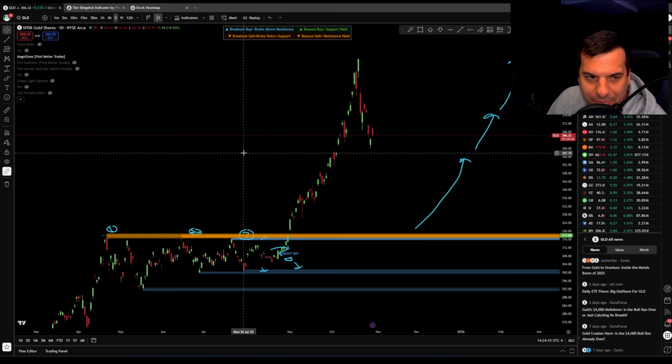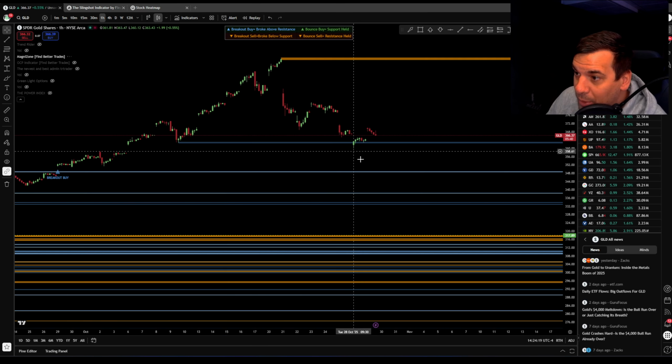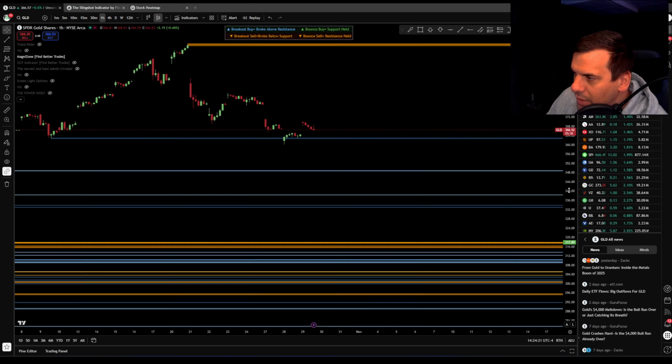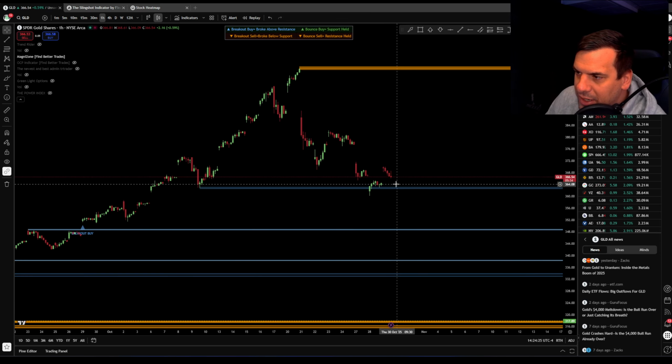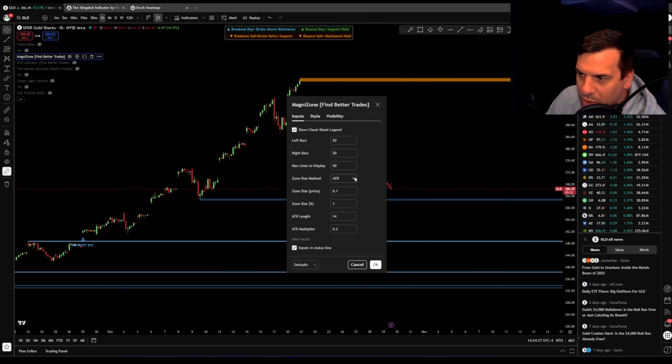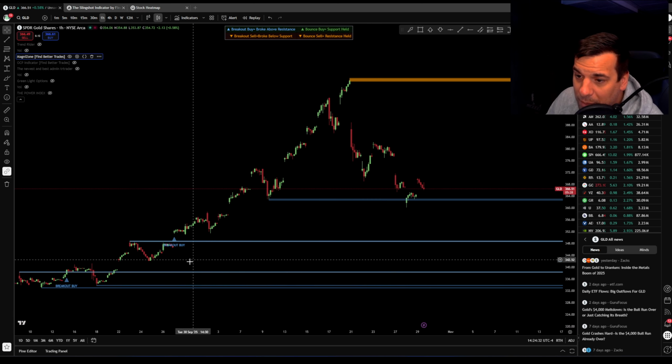Hopefully you guys found some value in that. I like it on the daily or the hourly. The hourly is very strong as well. So you can see all these levels down here. And again, I turned those on, but you can turn a lot of those off. We actually do have a couple levels.